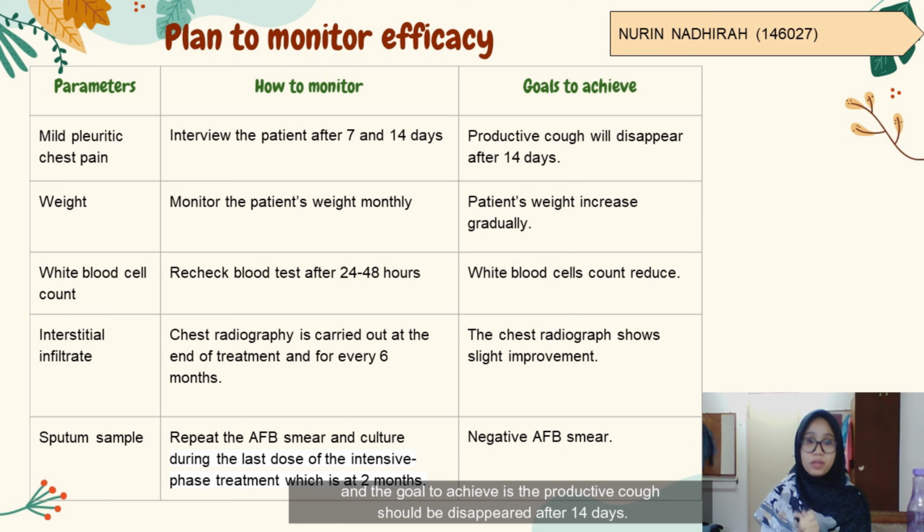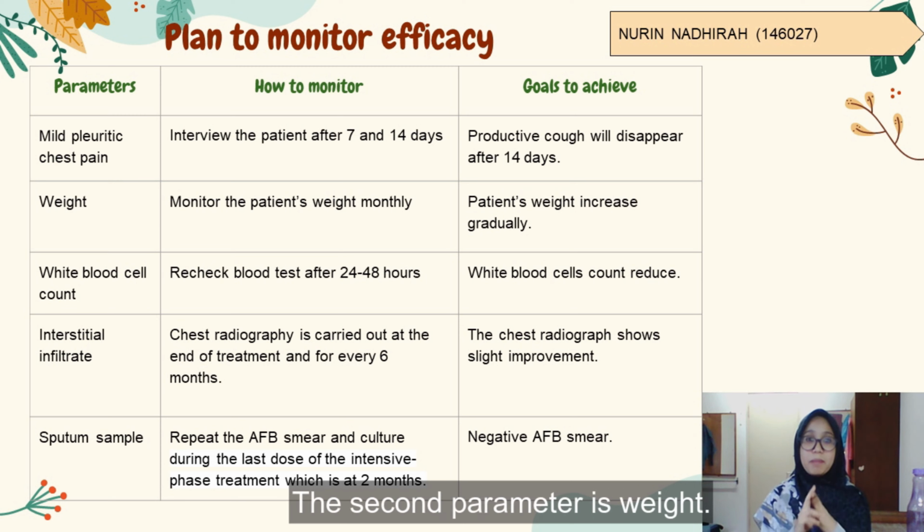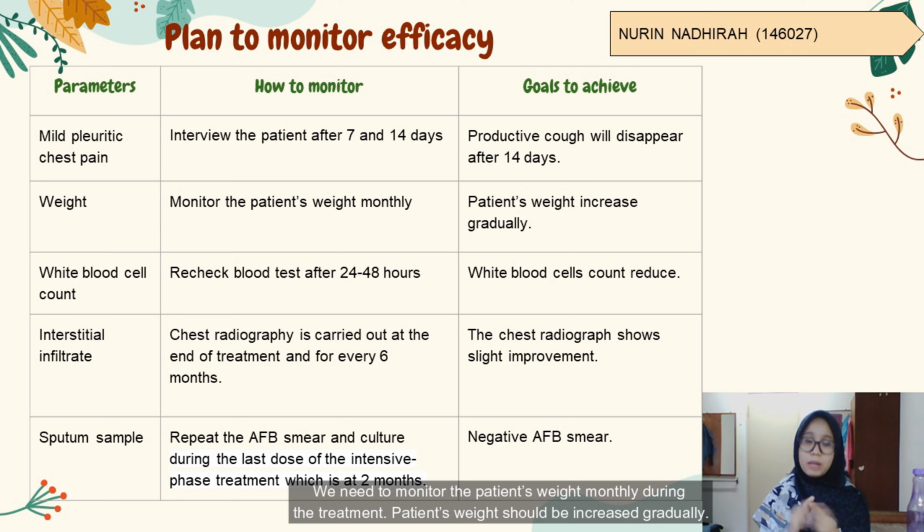And the goal to achieve is the productive cough should disappear after 40 days. And the second parameter is weight. We need to monitor the patient's weight monthly during the treatment, and the patient's weight should increase gradually.